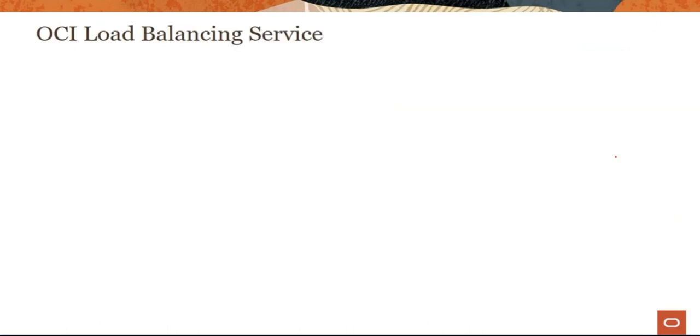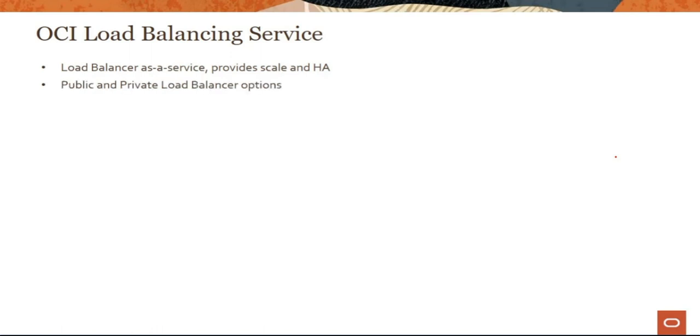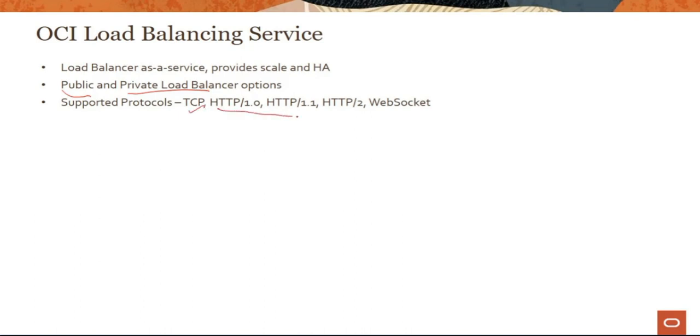Now let's look at the OCI load balancing service and some of its key characteristics. The first is, of course, that OCI provides load balancer as a service to give you the scale and HA required for your applications. We have a choice of public and private load balancers. Different protocols are supported: TCP, HTTP, and even the newer ones like HTTP/2 and WebSockets. So the same load balancer does both TCP and HTTP. Unlike some other cloud providers, you really don't need two or more different flavors of load balancer to handle your TCP and HTTP requests.